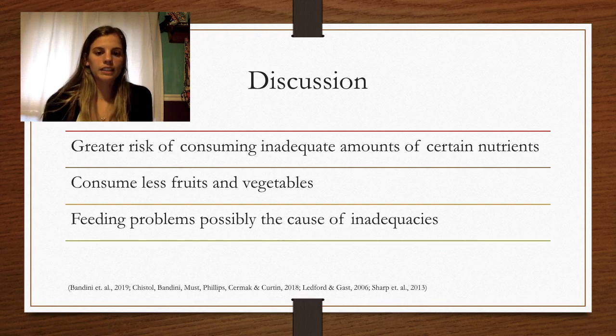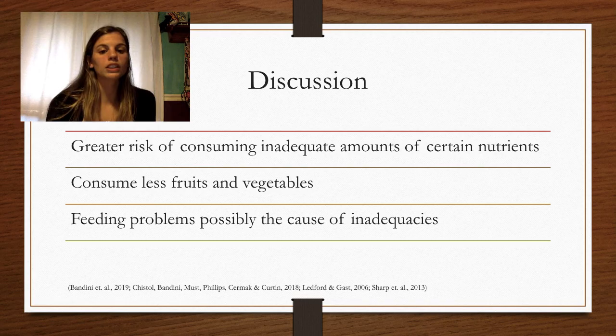So what do my findings mean? As a reminder, the purpose of my presentation was to assess the impact of autism diagnosis on nutritional inadequacies in children with autism spectrum disorder. Among all 10 of my research articles, it was suggested that children with autism are at a greater risk of consuming inadequate amounts of certain nutrients such as calcium, fiber, iron, and vitamin D. And they also eat less fruits and vegetables compared to typically developing children of the same age group.